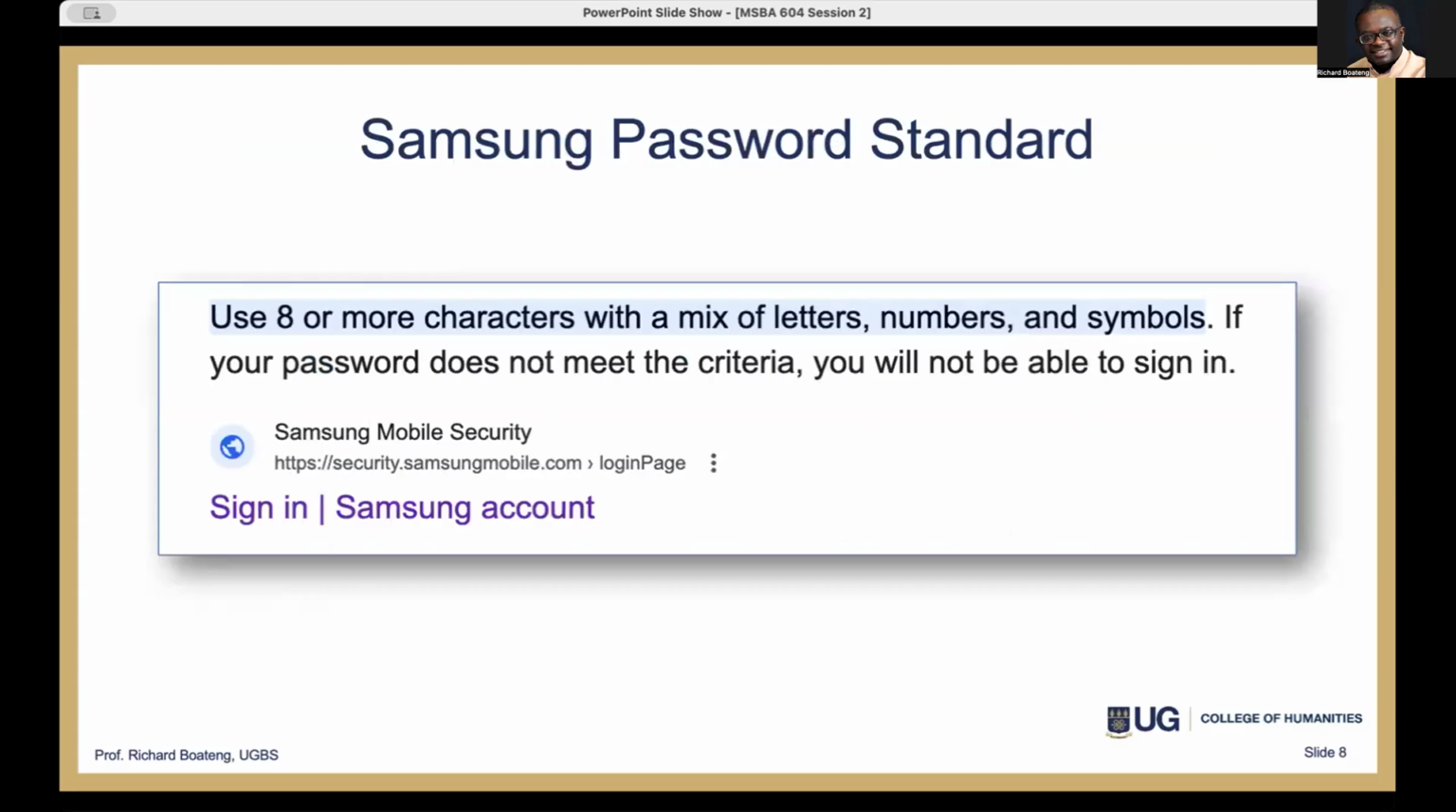So if you come to a company like Samsung, they have a password standard that says use 8 or more characters with a mix of letters, numbers, and symbols. If your password does not meet the criteria, you will not be able to sign in. So this is a standard they have established. Good. So in that scenario, when you go into a Samsung platform, you need to have 8 characters minimum to be able to even create a password. Otherwise, you'll not proceed. And it cuts across their different devices.